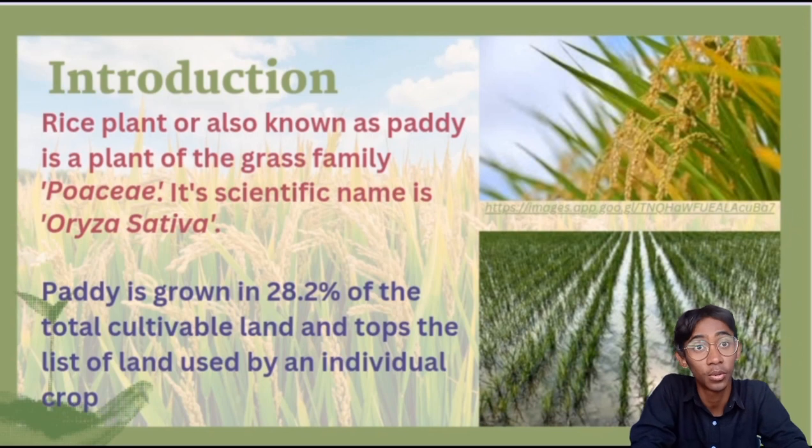Paddy is grown on 28.2% of the total cultivable land and tops the list of land use by individual crops, which means a single person can grow a lot of paddy in one paddy field. Now, I'm gonna pass it to the next person to continue this presentation.